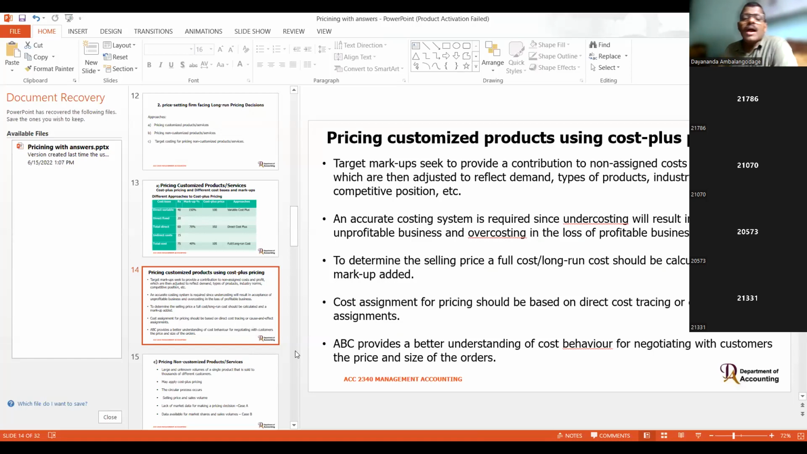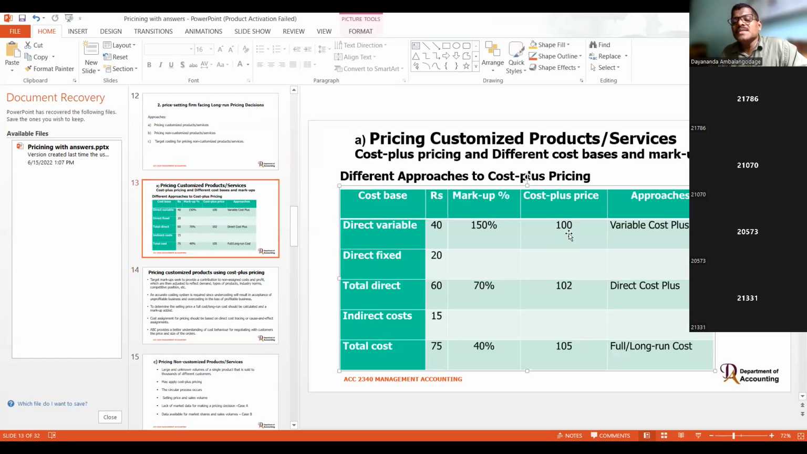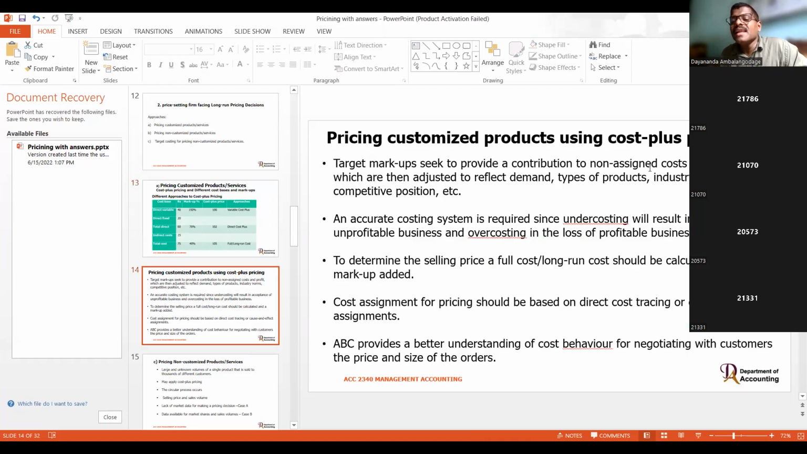So what we do is, target markup seeks to provide a contribution to non-assigned cost and profit, which are then adjusted to reflect demand and product types. Once you decide this target markup, for example, you may decide 100 rupees, or 102, or 105. That is your cost, but with the markup, so this includes your other costs as well, plus the profit.